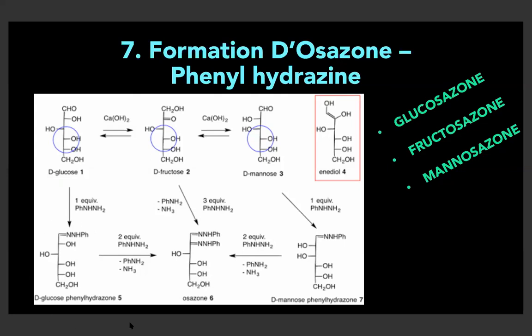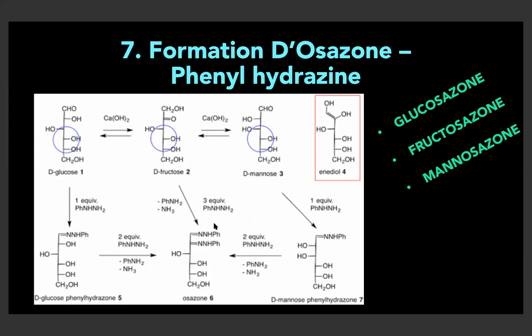So if you look at this structure, and this structure, and this structure, they are all the same. This is an osazone of glucose. It's called D, the D here stands for dextrorotatory. So it's D-glucose phenylhydrazone, or it can be called glucosazone.